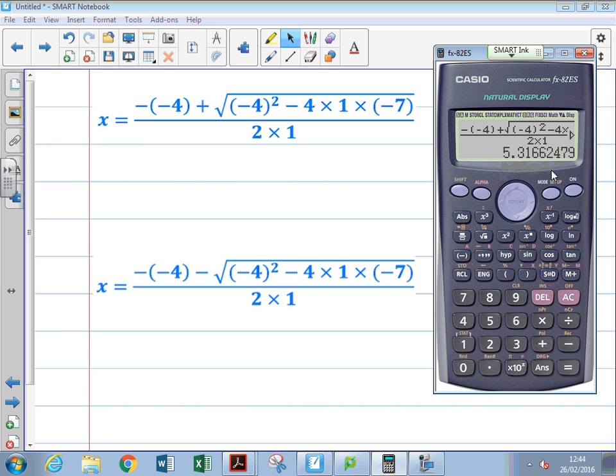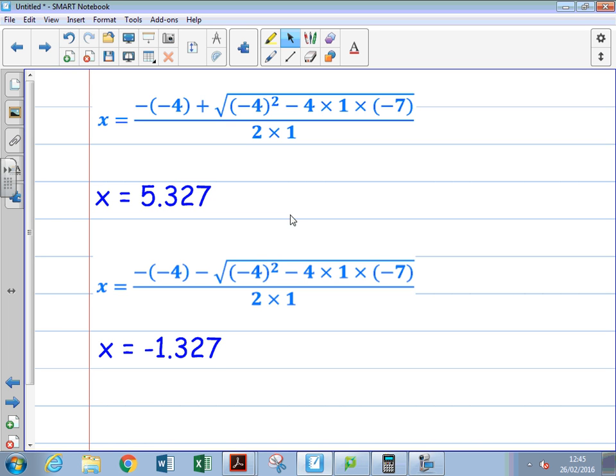5.3166. Next, we press the replay button, go all the way through, and change that to a minus. And this time we have minus 3.166. So at the end, we can write in our answers. This time I've done it to 3 decimal places or 4 significant figures, and that's our two answers.